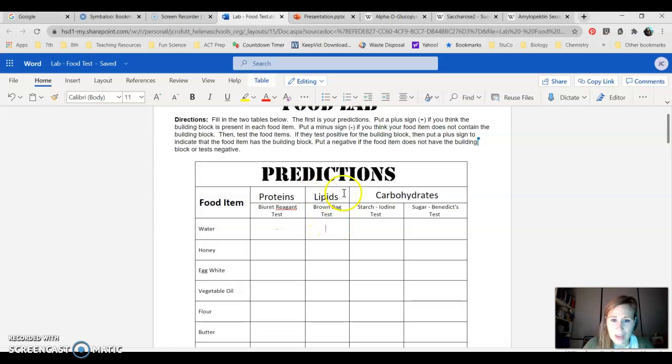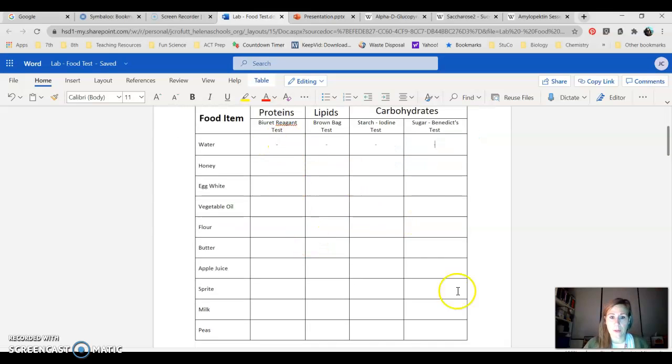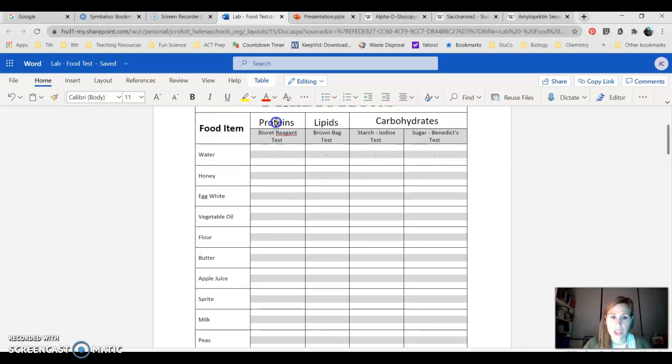Do you think it has fat in it? I'm going to say water shouldn't have fat in it, so I'm going to put a negative in there. And then finally, carbohydrates. Do you think it has starch? Again, water shouldn't have anything in it, so I'm going to put a negative in both of these because I don't think it has sugar and I don't think it has starch. So I've just filled out this table with my first prediction.